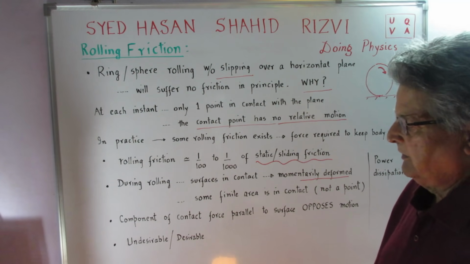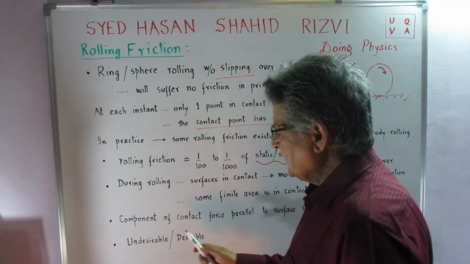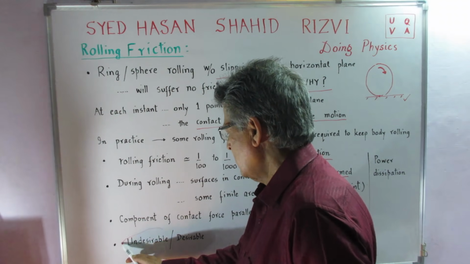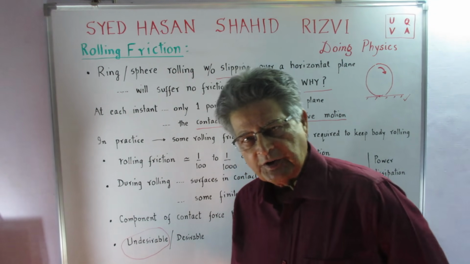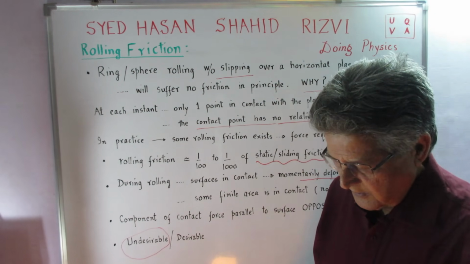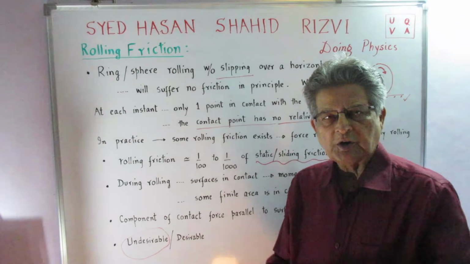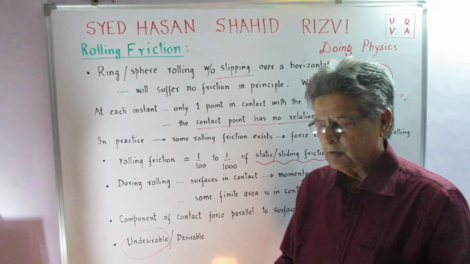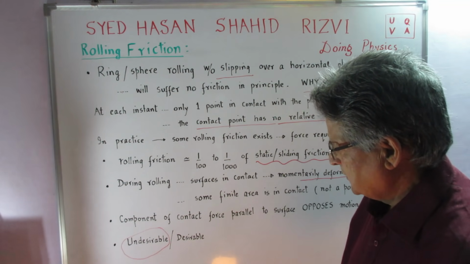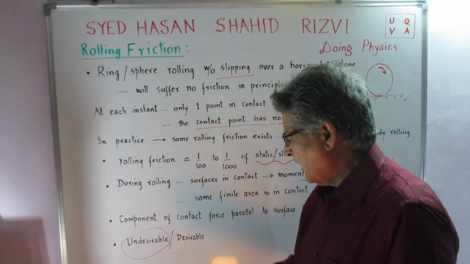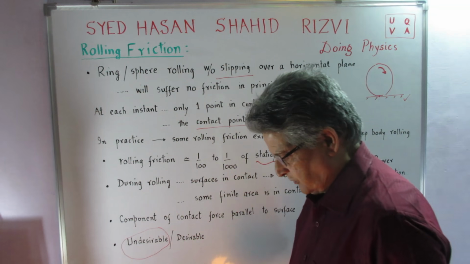So what it did: when the friction is undesirable, friction is undesirable. Why? Because if there is friction, then there is a lot of dissipation of heat and a lot of things are done which are not required. Then what we do, many things.